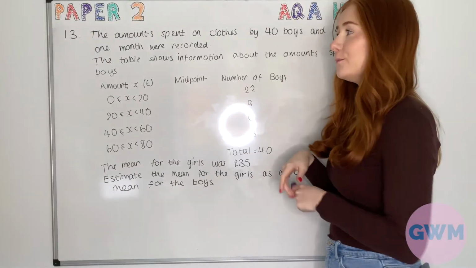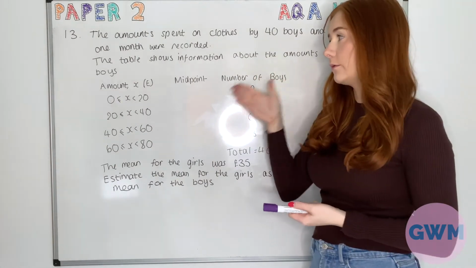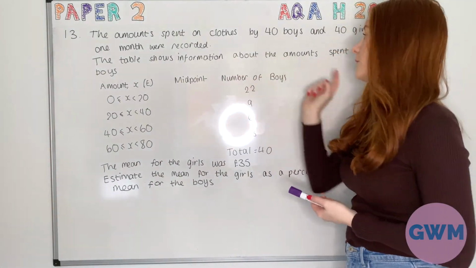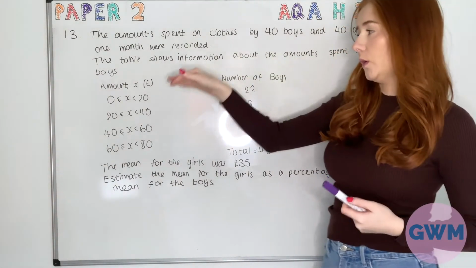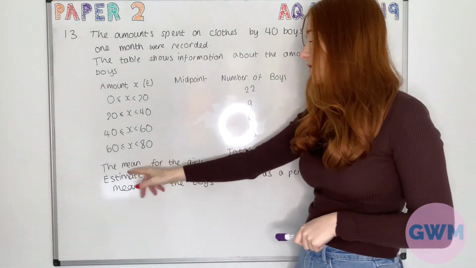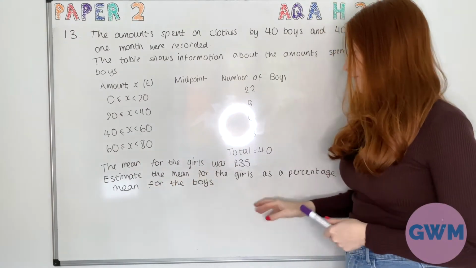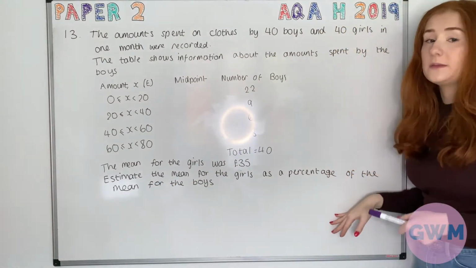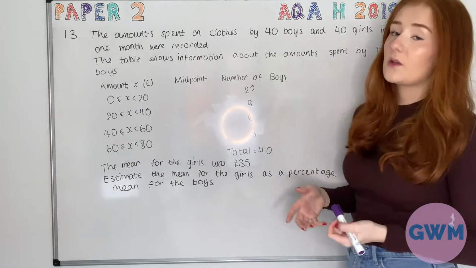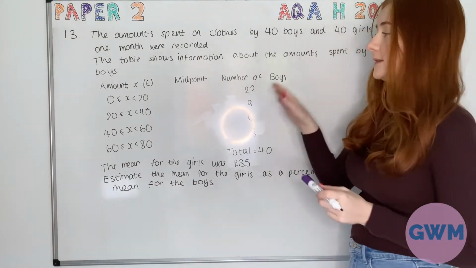Question 13 now, and it says the amount spent on clothes by 40 boys and 40 girls in 1 month was recorded. The table shows the information about the amounts spent by the boys. You've got this table with some blanks in. The question says the mean for the girls was £35. Estimate the mean for the girls as a percentage of the mean for the boys. So firstly, we need to work out the mean for the boys, and to do that, we need to complete the table.